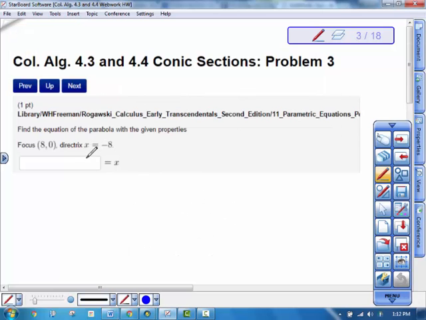Okay, the next problem says find the equation of a parabola with given characteristics. So once again, I always draw a picture first.